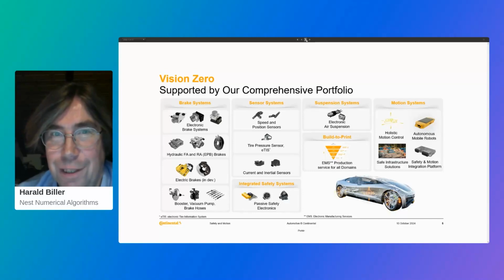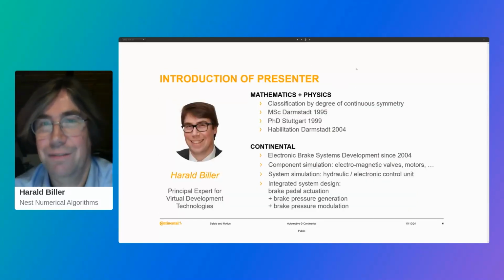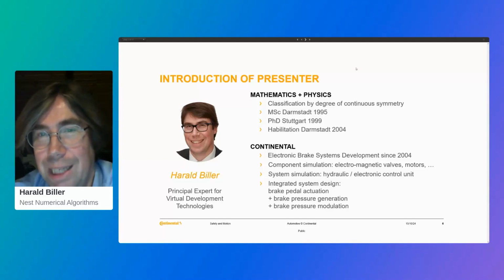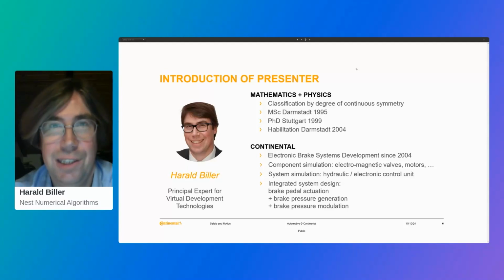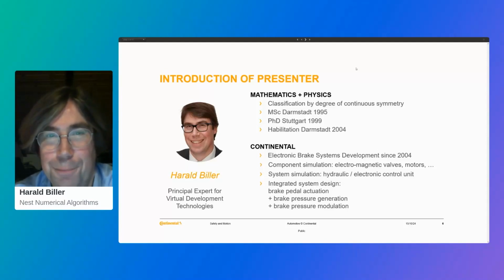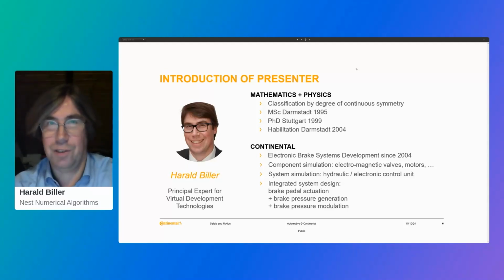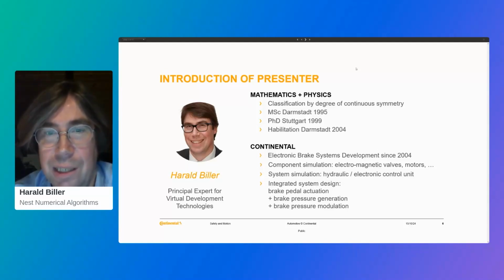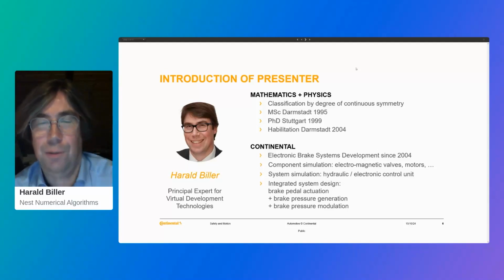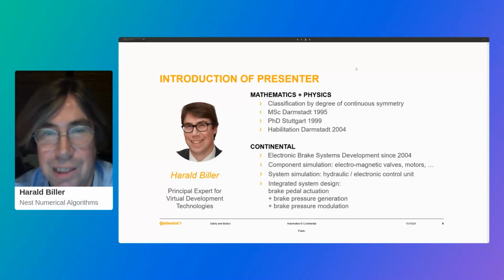I myself did mathematics and physics at university. It was rather pure mathematics. I always worked on the classification of things by degree of continuous symmetry. I did my diploma at Darmstadt in 95, my PhD at Stuttgart in 99, and also habilitation at Darmstadt in 2004. And then I immediately joined Continental and have developed electronic brake systems since then.